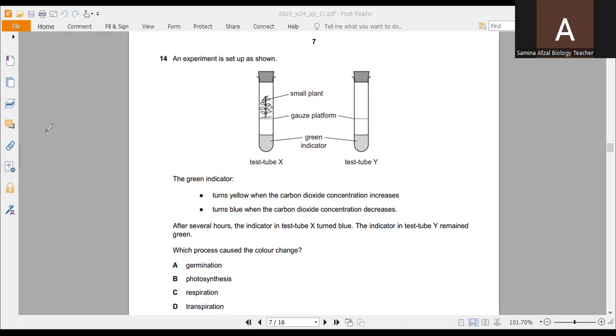So the green indicator will turn yellow when the carbon dioxide concentration increases. It means when the process of photosynthesis is not taking place. So at that time, the carbon dioxide concentration will increase because when photosynthesis takes place, the carbon dioxide gas is absorbed. It turns blue when the carbon dioxide concentration decreases. It means the process of photosynthesis will take place.